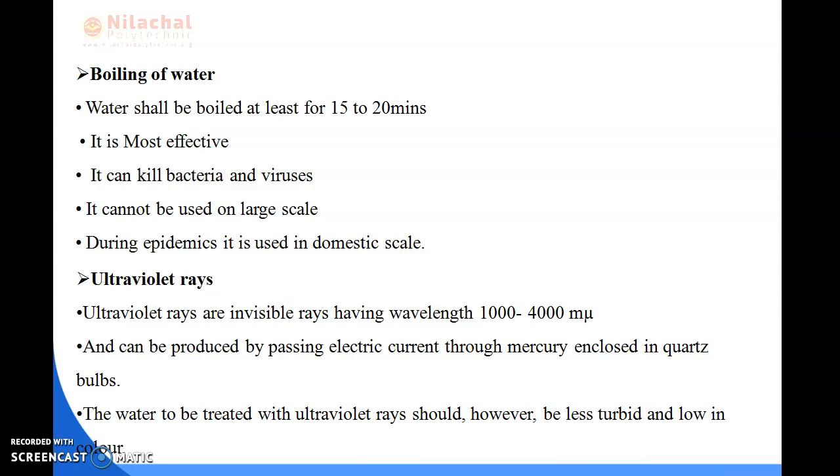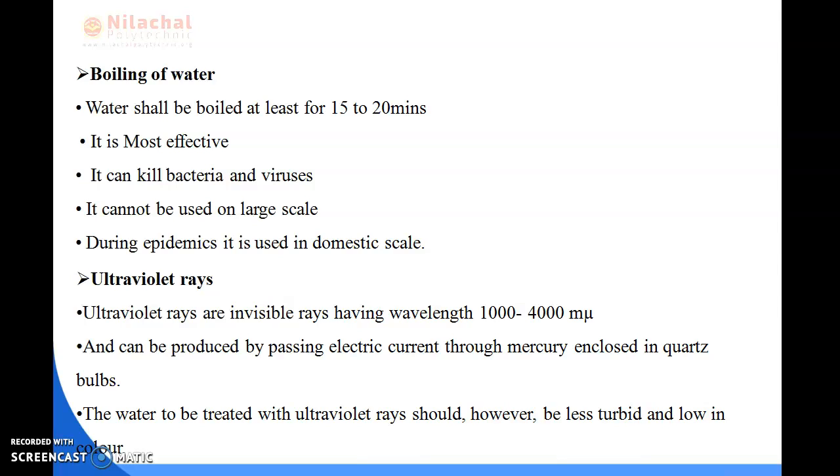So first is boiling of the water. As all of us know, when we boil the water, it kills the bacteria or any type of virus. The water should be boiled for at least 15 to 20 minutes. It is most effective. It can kill the bacteria or any type of virus. It cannot be used on a large scale. During an epidemic, it is used on a domestic scale.